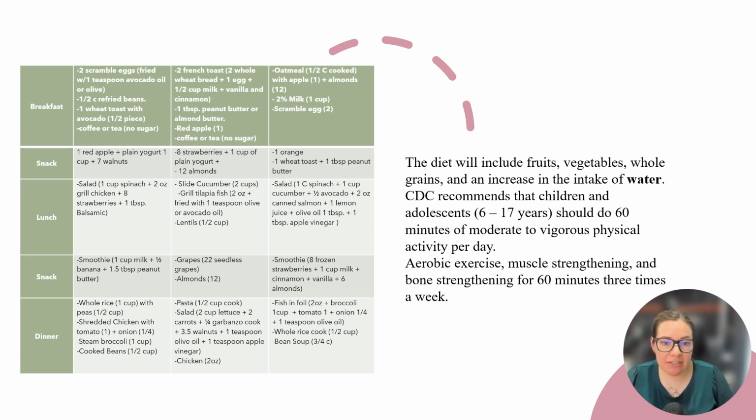The CDC recommends that children and adolescents between 6 and 17 years old should do 60 minutes of moderate to vigorous physical activity. For her, I recommend starting with maybe 10 to 15 minutes of walking, and each week trying to increase by 5 minutes until she reaches the goal of 60 minutes. This will help her have better health.